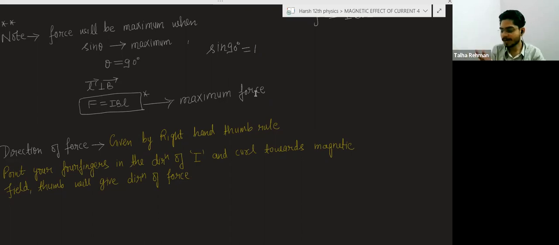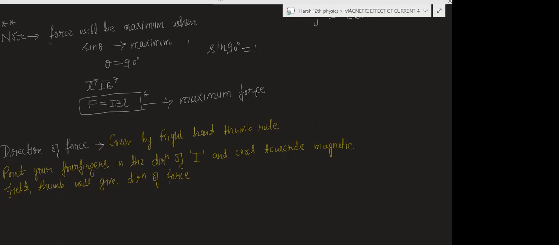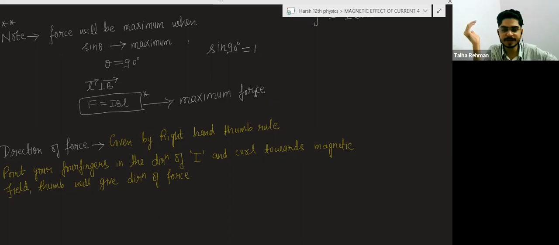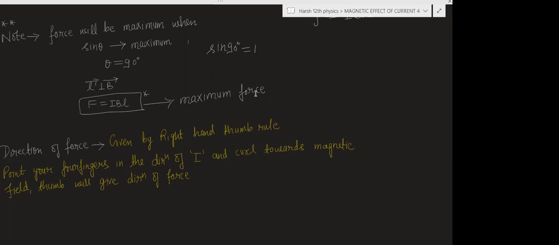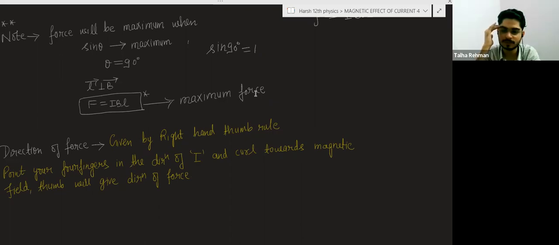So you will point your fingers along the direction of the current and curl them towards the magnetic field, and your thumb will give the direction of the force. Done. So now I will discuss these two questions on the direction.